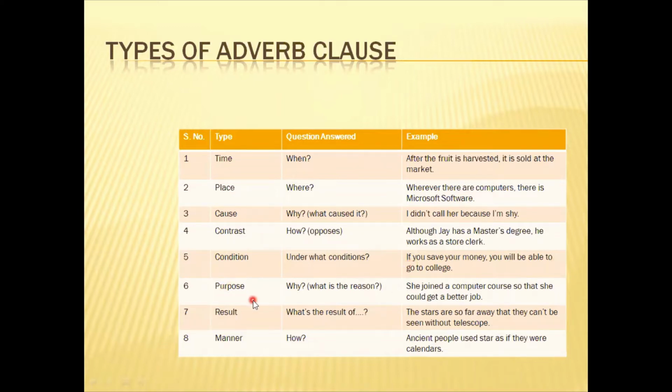So what is the purpose? What is the reason? The question answered right here is why. She joined a computer course so that she could get a better job. Why did she join? So that. So here, so that is an adverbial clause. One is she joined a computer course. Another one is she could get a better job. We are combining both of them.